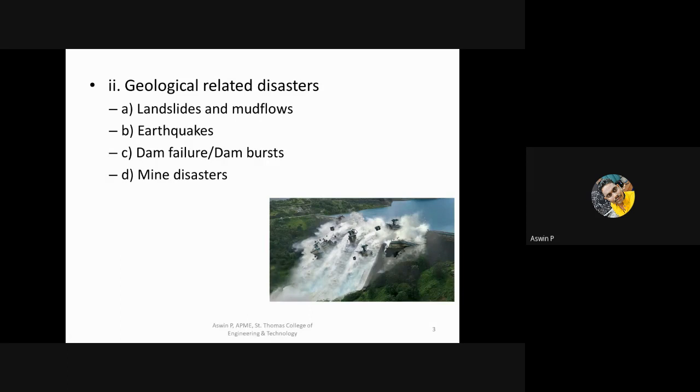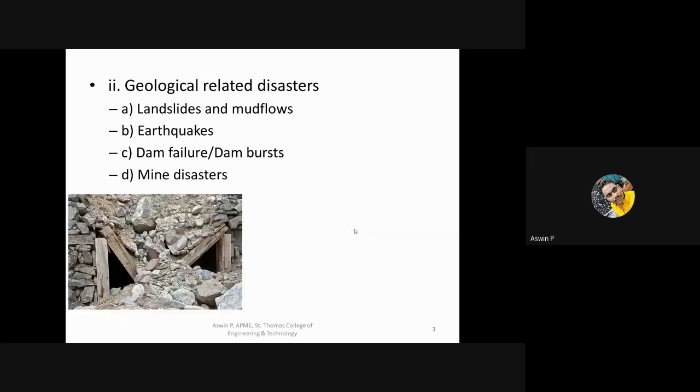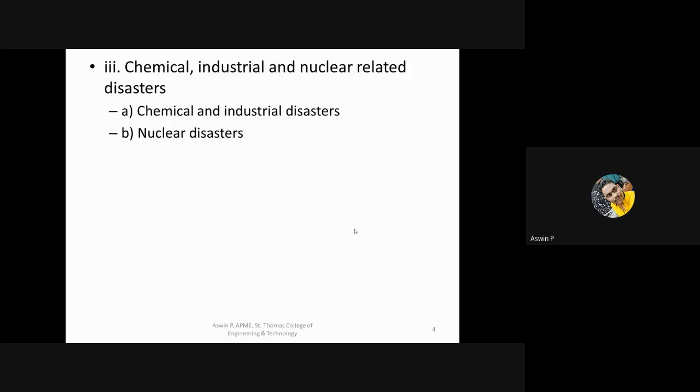There is also a chance of dam failure if any equipment is not working properly, or old dams may break down, even when only a limited level of water is stored in the dam. It is an important disaster recorded in India. And there are also mine disasters. When we are mining, we apply much force to the ground. Due to that, there is a chance of disaster. This is a geological related disaster.